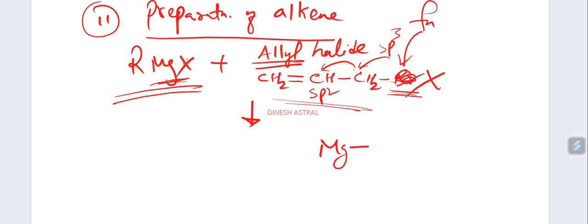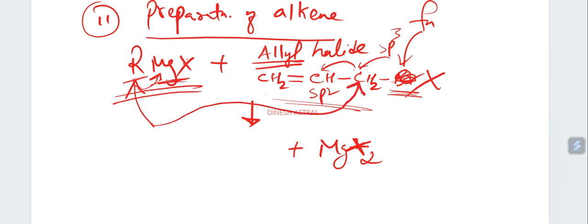So you'll get here MgX2. You'll get your magnesium salt. And what about the hydrocarbon compound that will be formed? Here what you can do is that the carbon that is bonded to magnesium will bind up with the carbon that was bonded to the halogen.